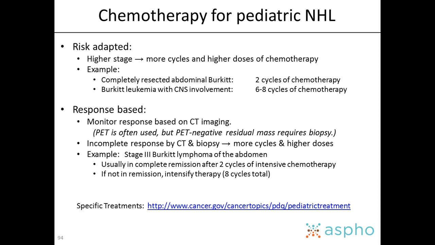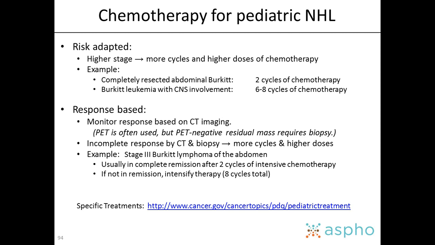The example here is completely resected abdominal Burkitt gets 2 cycles of chemo, whereas Burkitt's leukemia with CNS involvement might get 6 to 8. It's response-based, meaning we monitor response to imaging, and an incomplete response by CT or biopsy might receive more cycles and higher doses. So the example here is a stage 3 abdominal Burkitt, which we'd put on sort of group B therapy. They're usually in a complete remission after 2 cycles of intensive therapy, but if they're not in remission, we intensify therapy.